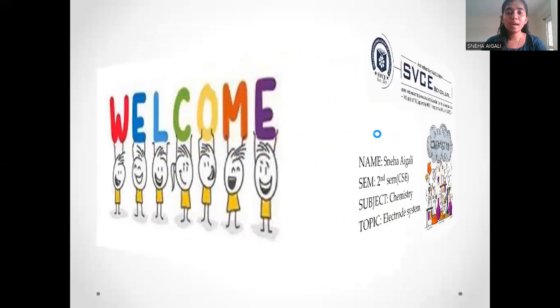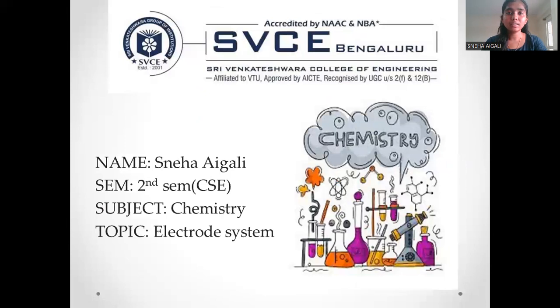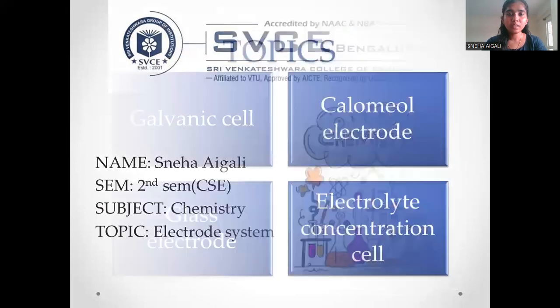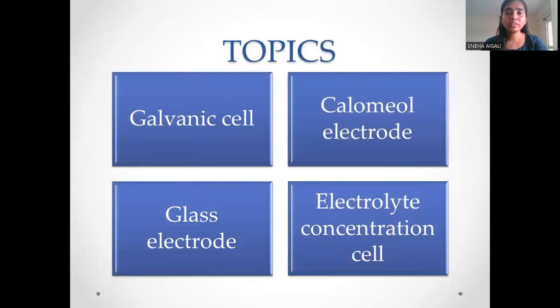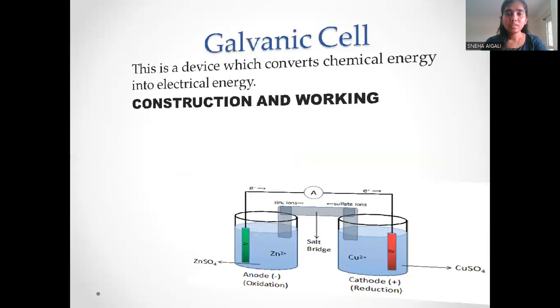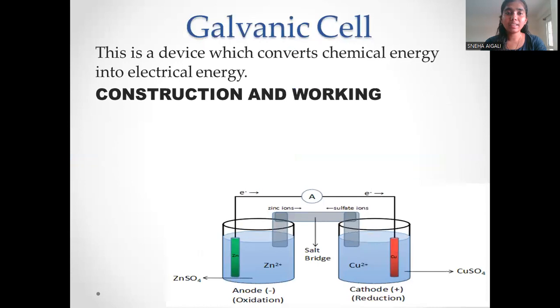Well, today I am up with yet another interesting subject, that is chemistry. Today, let me discuss with you guys about electrode systems from electrochemistry. The concepts which we are going to deal with in this session are the galvanic cell, the calomel electrode, the glass electrode, and the last topic is the electrolyte concentration cell. First, let us see about the galvanic cell.